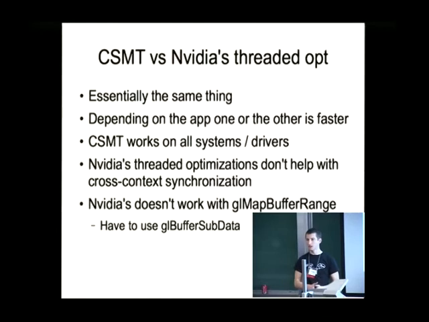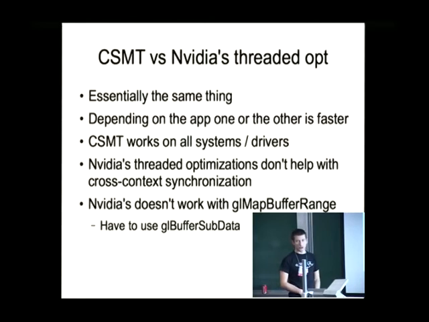So depending on if the GPU driver needs more time than the game logic, then NVIDIA's optimization is faster because you have the Wine D3D part on the game logic side. If the game logic needs more time than the GPU driver, then ours is faster because you have the Wine D3D time on the GPU driver side. So depending on what the game needs, one is faster than the other.